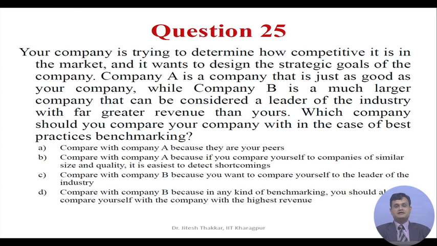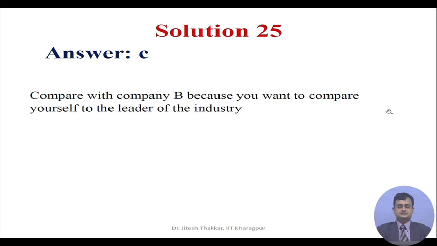Option A, compare with company A because they are your peers. B, compare with company A because if you compare yourself to companies of similar size and quality, it is easier to detect shortcomings. C, compare with company B because you want to compare yourself to the leader of the industry. And D, compare with company B because in any kind of benchmarking you should always compare yourself with the company with the higher revenue. The correct answer is C, compare with company B because you want to compare yourself to the leader of the industry.